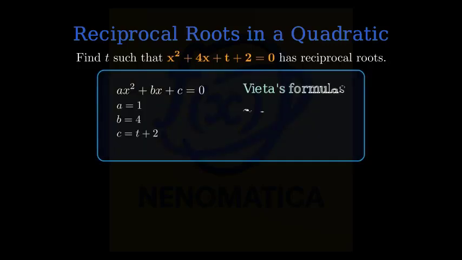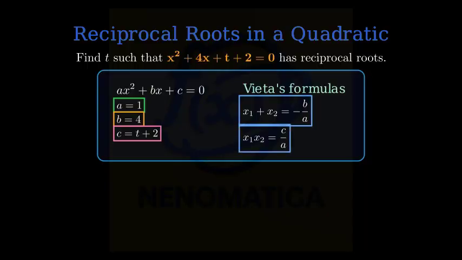We will identify a equals 1, b equals 4, and c equals t plus 2. Then by Vieta, x1 plus x2 equals negative b over a, and the product x1 times x2 equals c over a. Reciprocal roots means x1 equals 1 over x2, which is equivalent to saying the product of the roots is 1. So x1 times x2 equals 1.